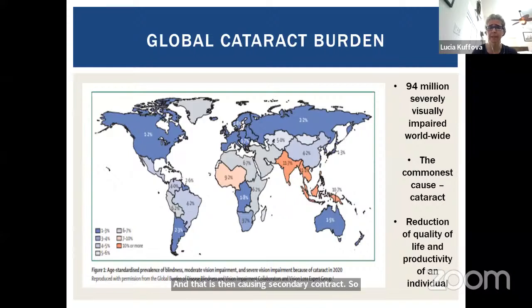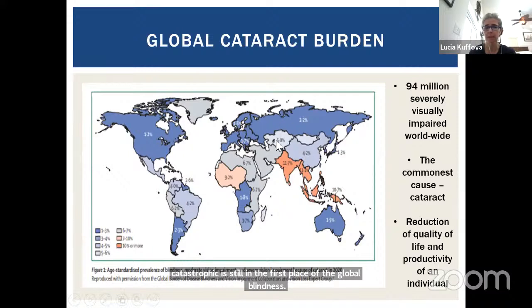So the cataract is a major global burden. In 2020, we have about 94 million people who are significantly visually impaired. And the main reason for the visual impairment is cataract, which is still in first place of global blindness. When we look at the prevalence of cataract blindness in the developed countries, it is about 1 to 2%, but is much higher in the developing countries, as you can see in the red.